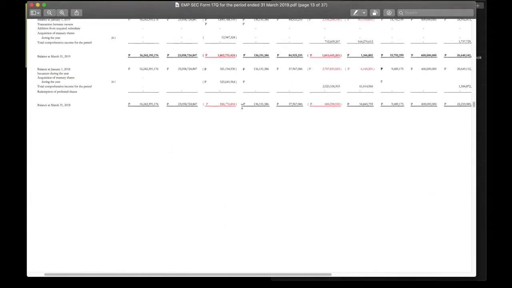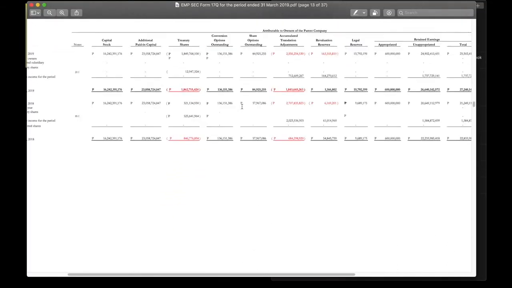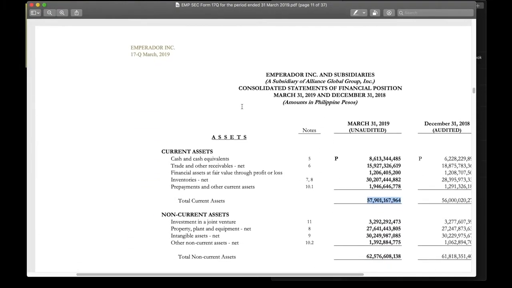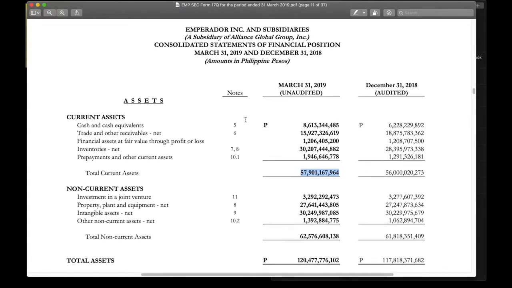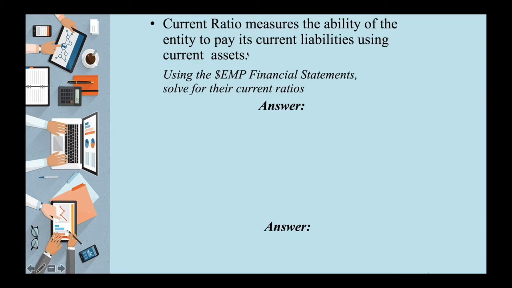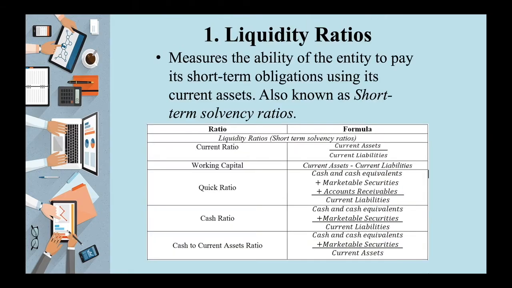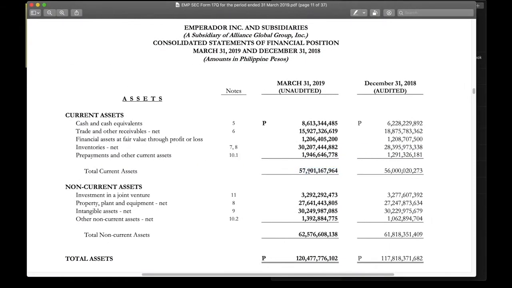So, ayan. What we're going to do now is we're going to use this data, itong mga numbers na yan, in our analysis for financial ratio para makita ninyo how it is computed, no? So, let's go back. Using the EMP financial statements, solve for their current ratios. Again, ulitin natin. Pag sinabing current ratio, that is current assets over current liabilities. Ano ba yung current assets nila? So, they have current assets here. Ang gamitin natin yung 2019. This is March 31, 2019 yung report. Ito yung gamitin natin dahil yes, meron na tayong latest pero ito yung available na file kasi sa akin.